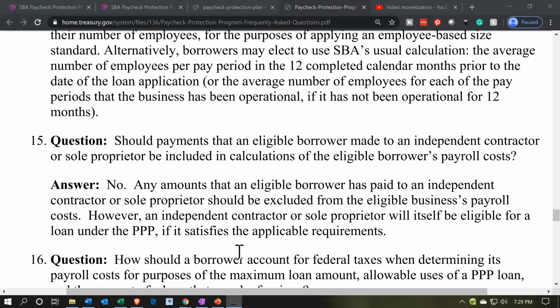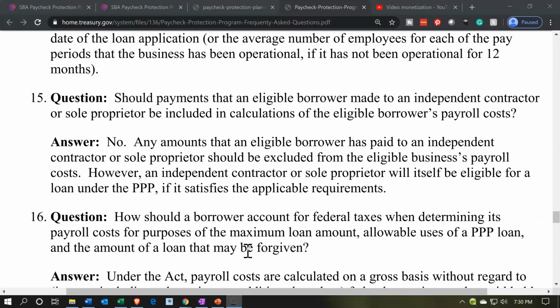Question: should payments that an eligible borrower made to an independent contractor or sole proprietor be included in calculations of the eligible borrower's payroll costs? Answer: no. Any amounts that an eligible borrower has paid to an independent contractor or sole proprietor should be excluded from the eligible business's payroll costs. However, an independent contractor or sole proprietor will itself be eligible for a loan under the PPP if it satisfies the applicable requirements.